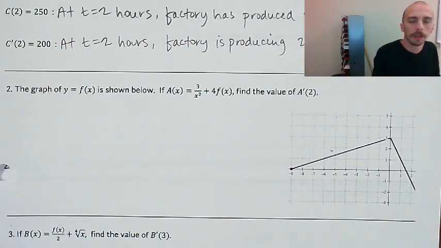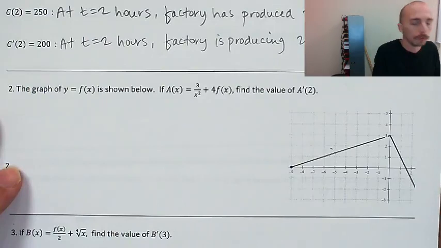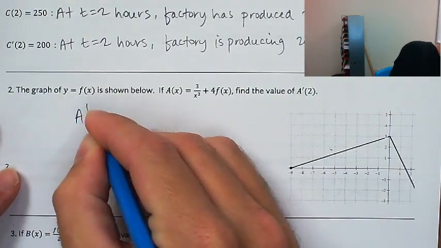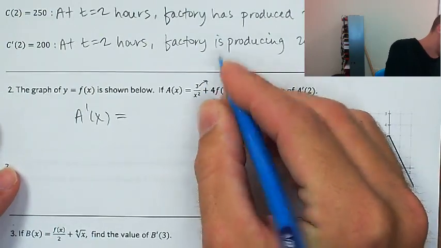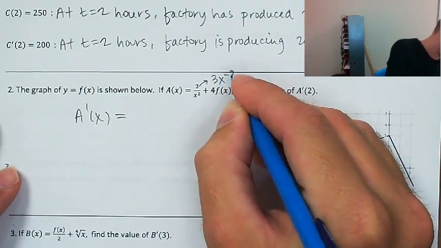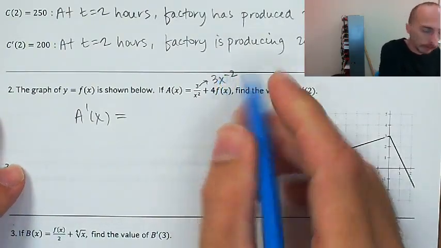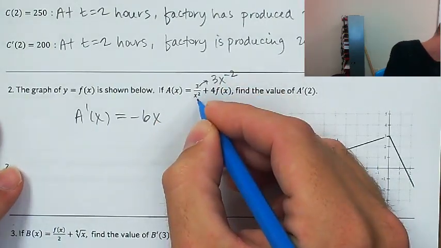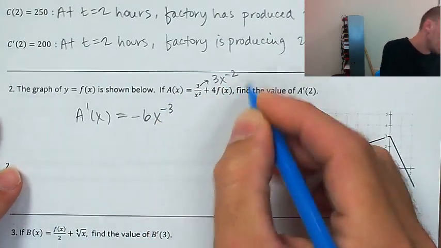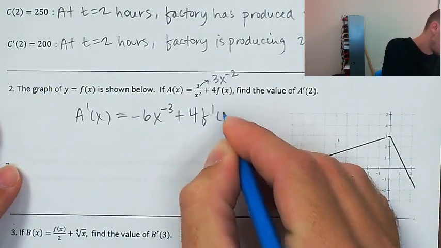All right, now we've got a power rule with a graph. First we're going to find a prime of x, and then we're going to plug in x equals 2. First I'm going to need to rewrite this as a negative power of x, so that'll be 3x to the negative 2. If I do the power rule to this, I multiply the negative 2 by 3, and I'll get negative 6. X to the subtract 1, that'll be negative 3. And I'll take the derivative of 4f of x, and I'll get 4f prime of x.